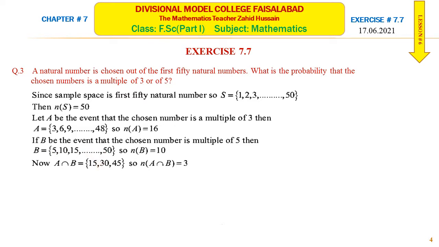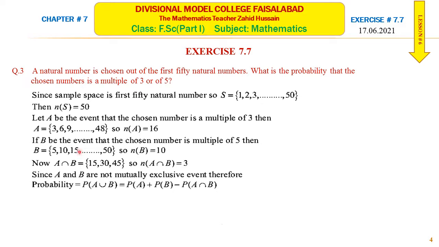So they are common because these two events are not mutually exclusive. So we will use the addition law. Since A and B are not mutually exclusive events, there's a law of probability to find the probability of A or B, or you can write probability of A union B. This is equal to probability of A plus probability of B minus probability of A intersection B.